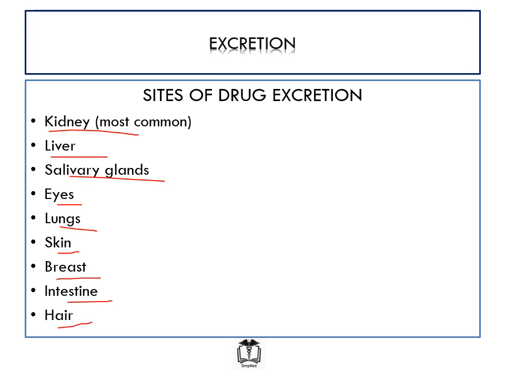The reason why these sites are sites of drug excretion is because, if you pay attention, these are places where secretions are formed in the body. For example, the kidney is involved in the production of urine, the liver in the production of bile, the breast in the production of breast milk, the intestine produces fecal matter, the hair, for example, produces sebum. So each of these sites has particular secretions that they are involved in producing, and it's through the production of these secretions that drugs are excreted out of the body.